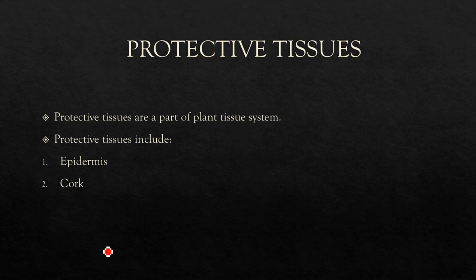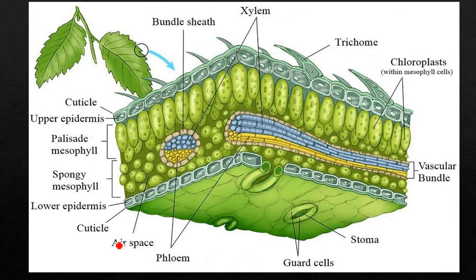Now protective tissues. As the name suggests, protective means they give some protection to your plant body. Protective tissues are part of the plant tissue system, and they include 2 types of cells or tissues: epidermis and cork. Here you can see this diagram. This is the structure, you can say dissection of the leaf. This is the lower surface of the leaf, and this is the upper surface of the leaf. Here you can see upper epidermis and lower epidermis.